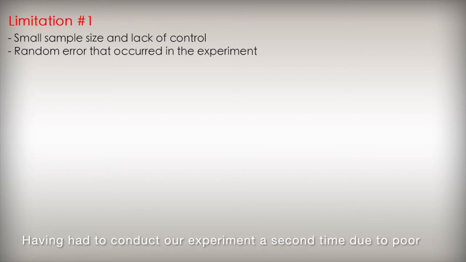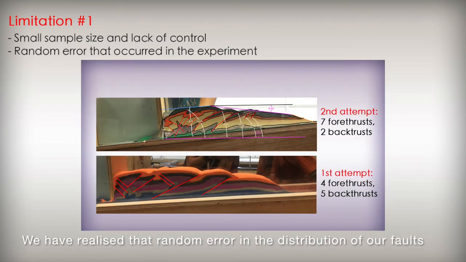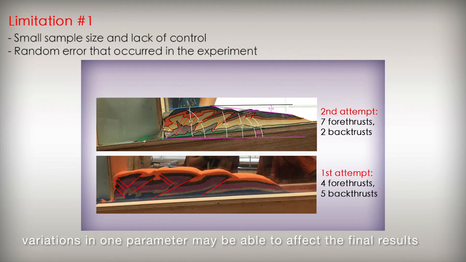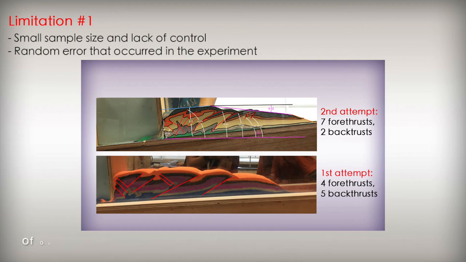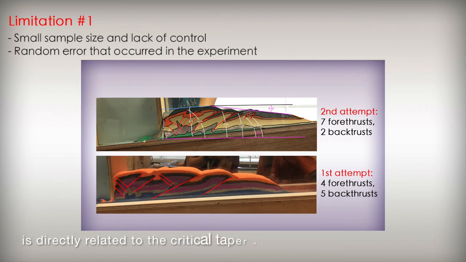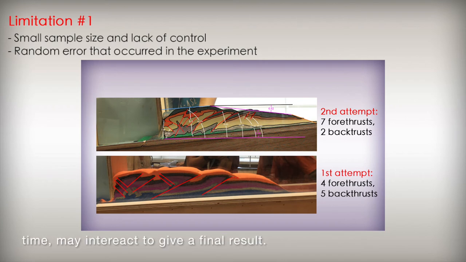Having had to conduct our experiment a second time due to bad imaging quality and significant parallax error for the first trial, we have realized that random error in the distribution of our faults cannot be ignored. Although we may be able to predict how variations in one parameter may affect the final results of our experiment, say, for example, how the dip of the deformation is directly related to the critical taper angle, we do not yet have significant clarity on how varying multiple parameters at the same time may interact to give us a final result.